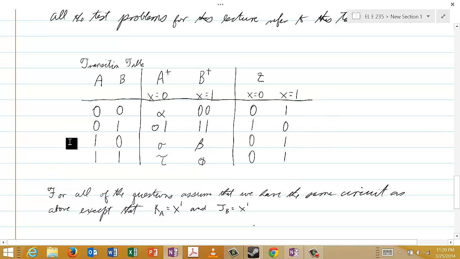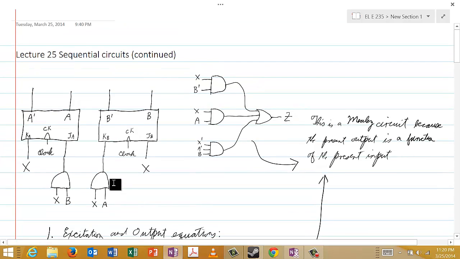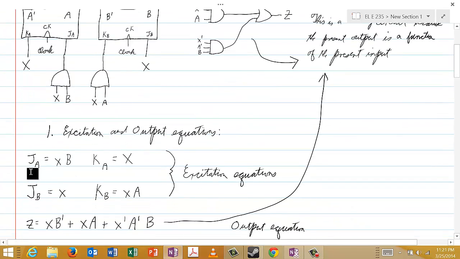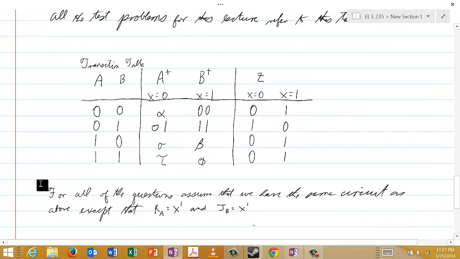And the circuit that you'll be using this time is exactly the same as this circuit here that we looked at in this lecture, with the only difference being that we have X prime here for the JB input and X prime for the KA input. Otherwise, everything else will be exactly the same. And that is summarized down here. It says, for all of the questions, assume that we have the same circuit as above, except that KA is equal to X prime and JB is equal to X prime.